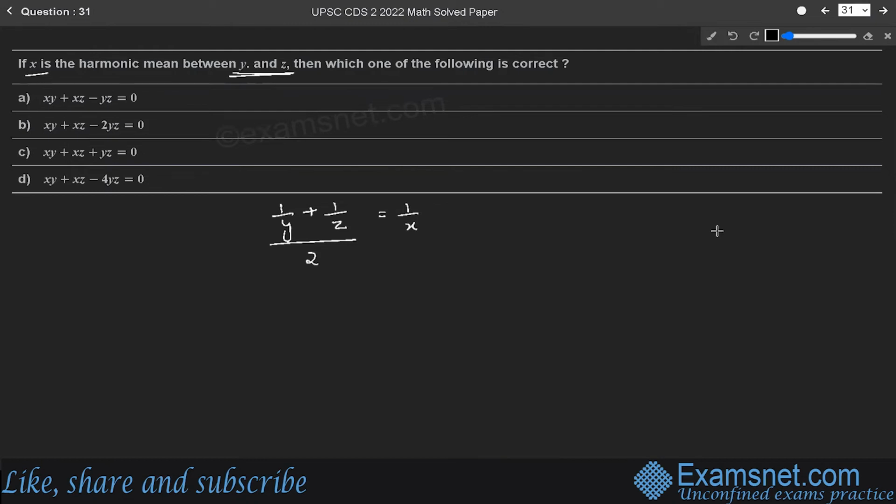Now further multiplying, it will be equal to z plus y upon zy is equal to 2 upon x. Taking the LCM, this will be the term. On further cross multiplying, it will be xz plus xy is equal to 2zy. On further solving, xz plus xy minus 2zy is equal to 0. So this is the statement which is correct. So we can say that out of all the options, option number B is correct.